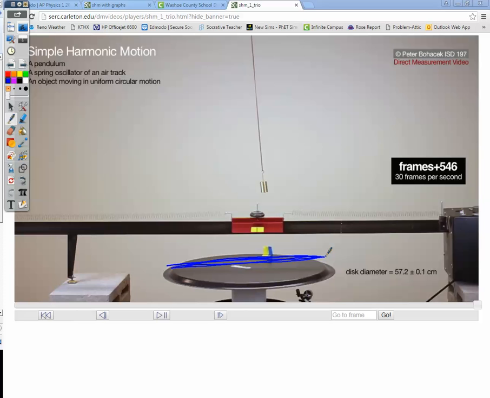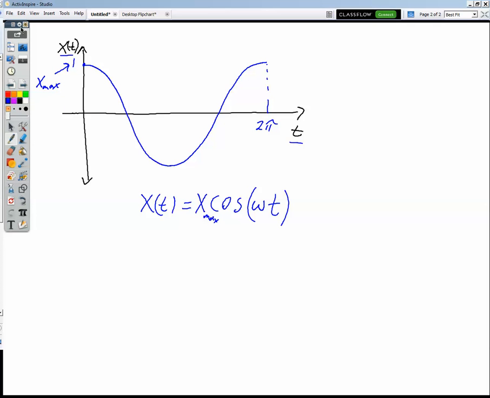All right, so let's head back. So bringing in our differential equation again here, remember we had d squared x dt squared is equal to negative k over m times x. And it can be shown mathematically.